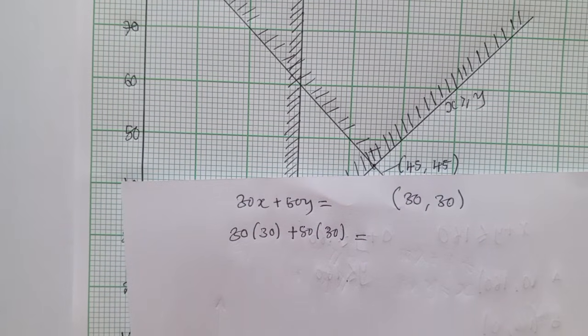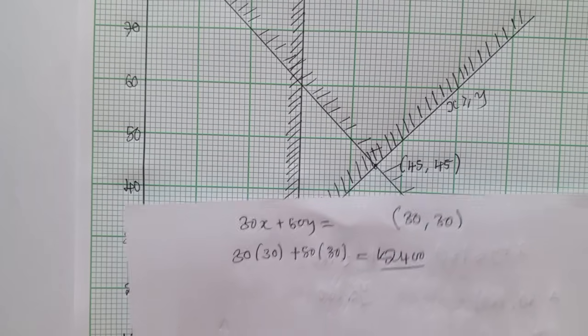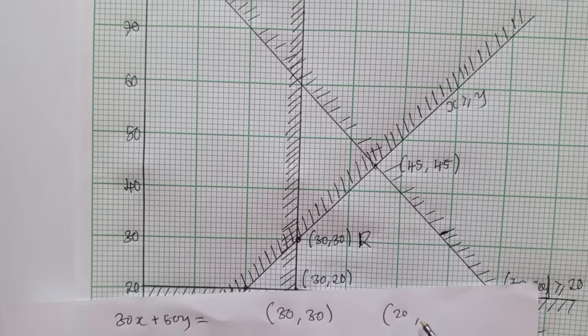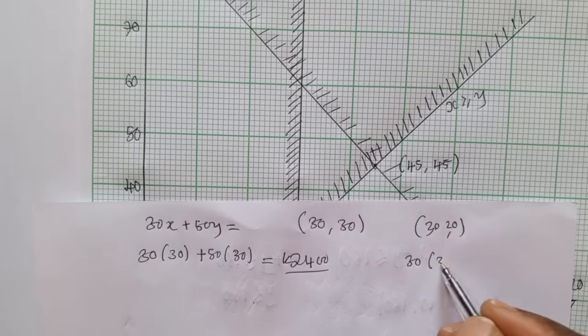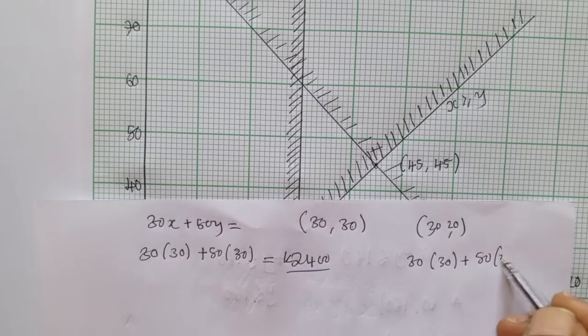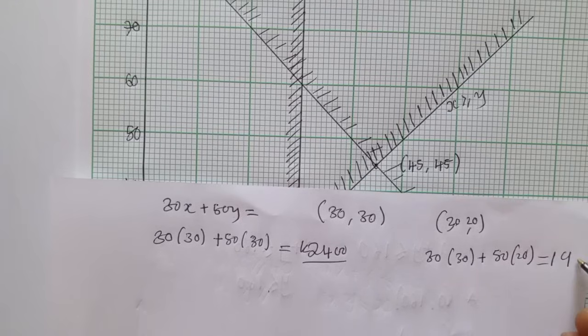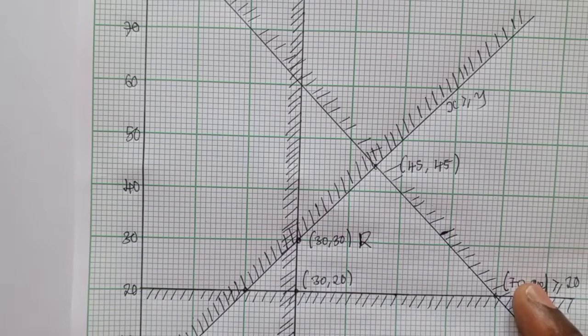So I solve. When I solve nicely, what value am I getting here? I'm getting 2,400 kwacha. Okay? So you have to do the same. What I've just done here, the same. Here also, let me show you. So this is 30, 20. So I'll do the same. So I'll write 30, open bracket. Where there's x, I'll put a 30 plus. Where there's y there, I'll put a 20. And then I work out. So that's 30 times 30 inside the brackets plus 50 times 20 inside the brackets there. I'm getting 1,900 kwacha. So the same, even here, you do the same.